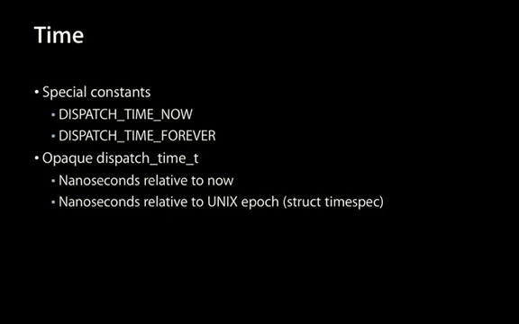But these are two special constants in an opaque type, dispatch time t, which can specify any arbitrary length of time for a timeout. It's essentially either going to be a count of nanoseconds relative to now, or a count of nanoseconds relative to the Unix epoch. And you can specify that arbitrarily with a struct timespec. So you can pick any date and time that you want and calculate a timeout relative to it.